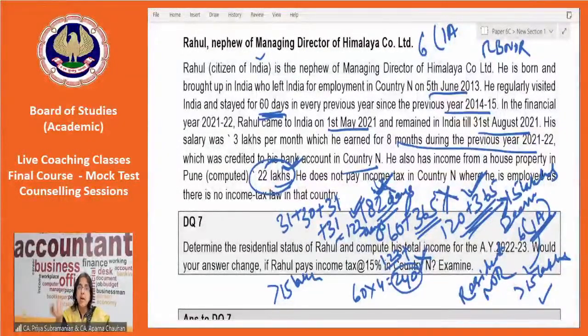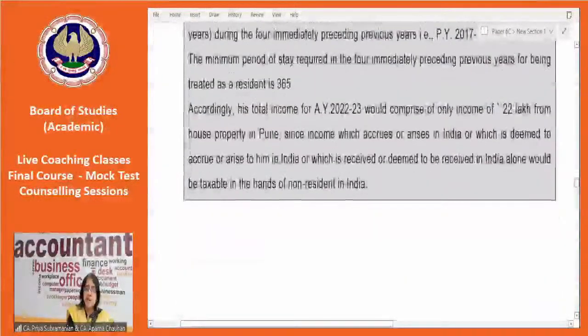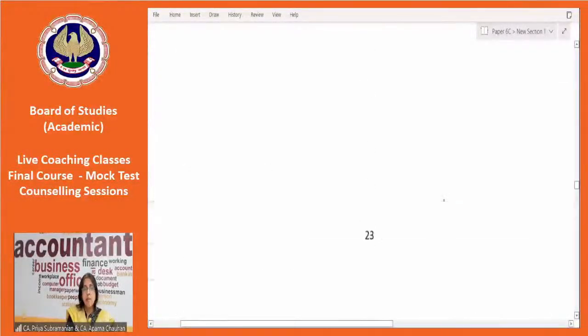Once again, only the income earned in India will be taxable. Income earned outside India would be exempt. So 22 lakhs would be taxable in that case. So the taxable income in both cases is only 22 lakhs. It would have made a difference only had they given income from a business set up or profession in India. If they had given that information, then it would have made a difference in both cases, which they had not. So in the first case, he is a deemed resident. In the second case, he is a non-resident. Detailed explanation is given in your book. So that covers case study 3.